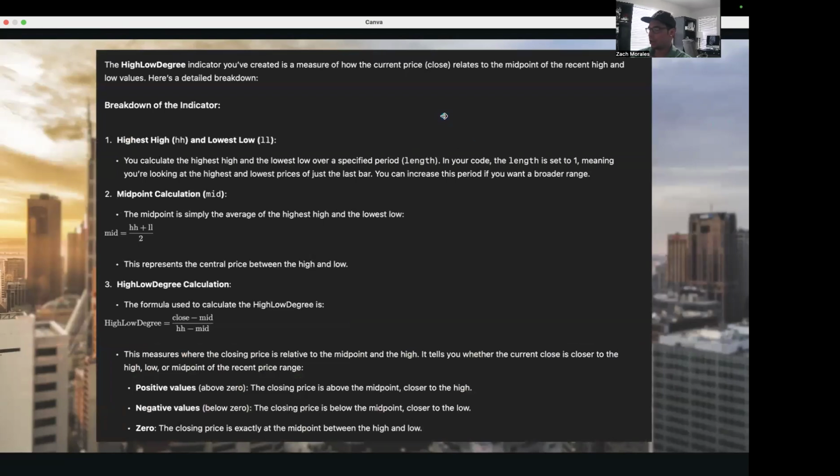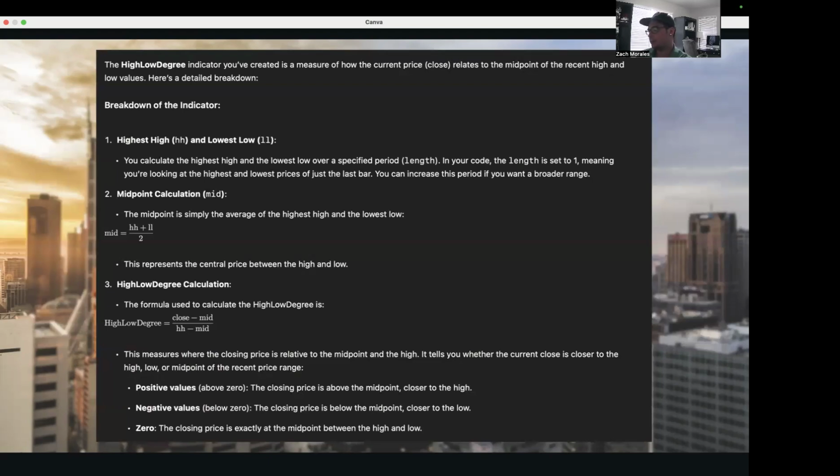But the high-low degree indicator, which is what it's named right now, is a measure of how the current price close relates to the midpoint of the recent high and low values. Now, here's a detailed breakdown, okay? You have the highest high and the lowest low. So we calculate the highest high and the lowest low over a specified period. That's going to be our length, right? So we're talking about the daily time frame, the weekly, and all that different stuff. In your code, the length is set to 1.